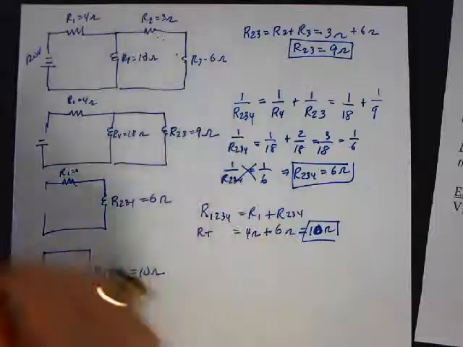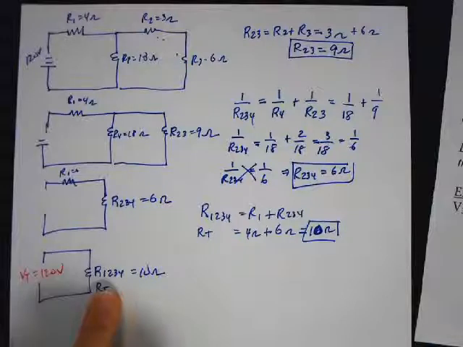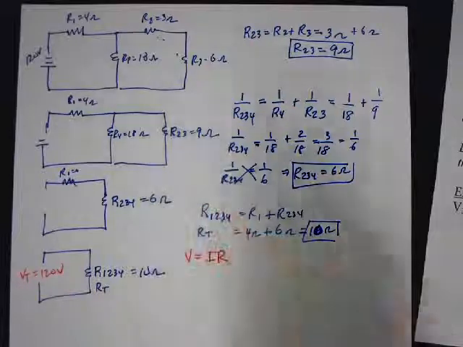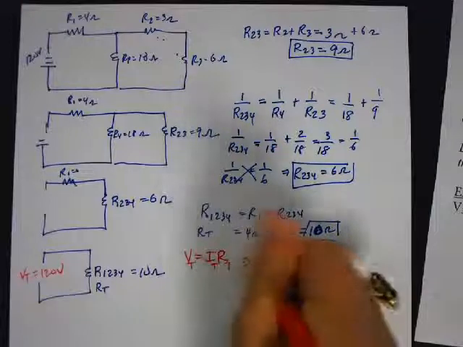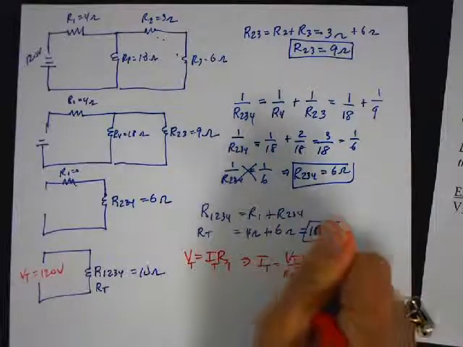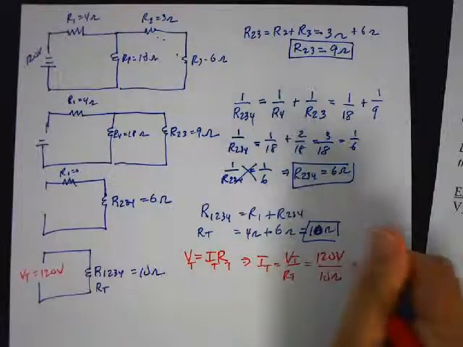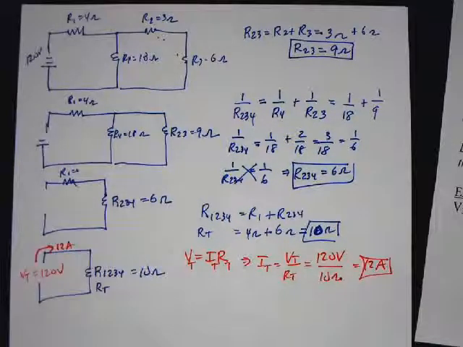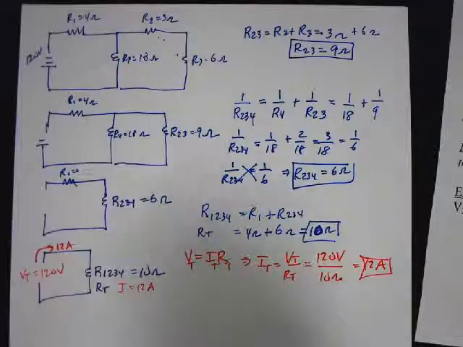Now, they already told me that VT was equal to 120 volts. If I have V and I have R, what can I find? I. Because I can use Ohm's law, V is equal to IR. I can apply it to the entire circuit, so VT is IT times RT. So IT is equal to VT over RT. So it's 120 volts divided by 10 ohms, so it comes out to be 12 amps. So the total current coming out of the battery is 12 amps. So that means what's going through this resistor, this I, is equal to 12 amps.